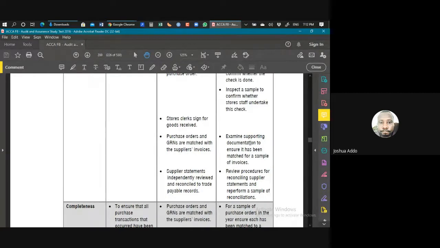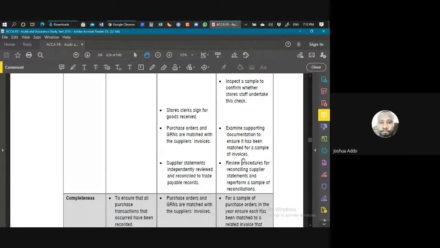If you just pay invoices without this simple control of matching, you are in trouble. It's a simple control, but it works like magic. It saves your business from collapsing. The auditor will have to check that this is working by examining supporting documentation to ensure that there is a matching between the GRN and the supplier's invoice. Simply put, that's what it is.